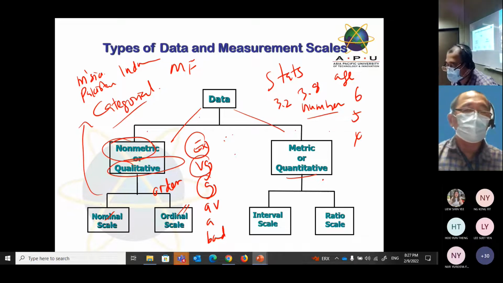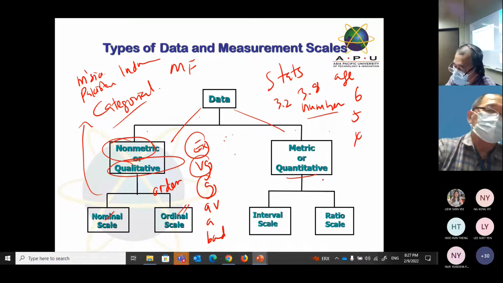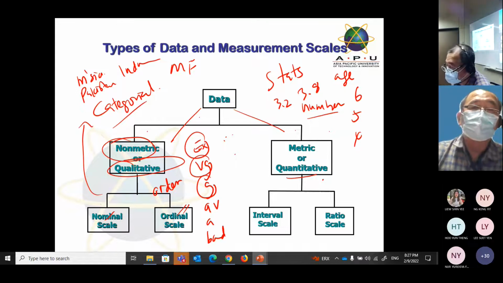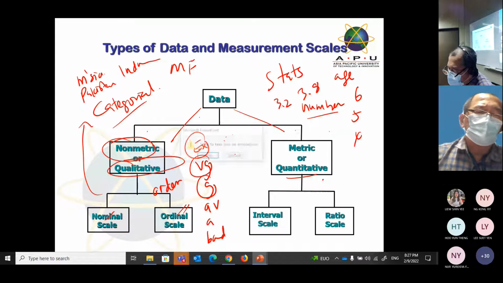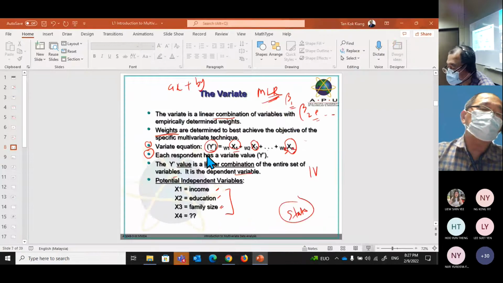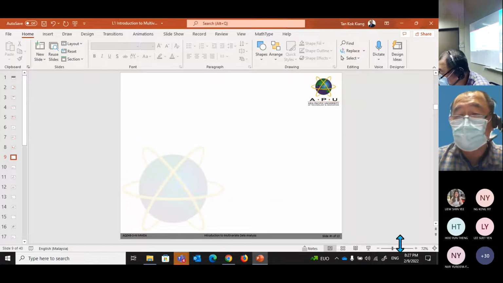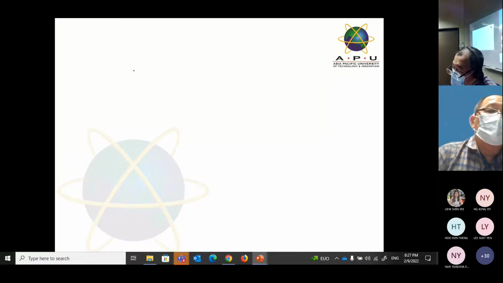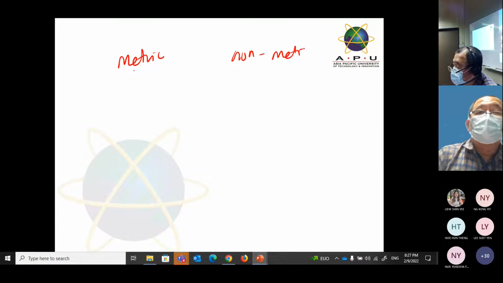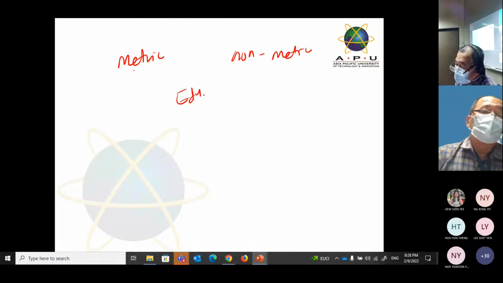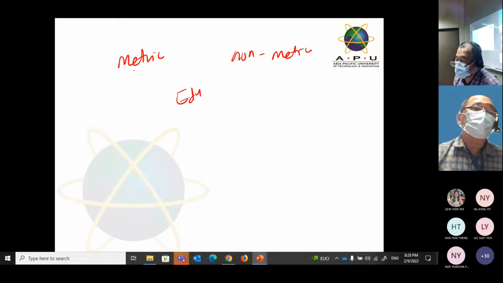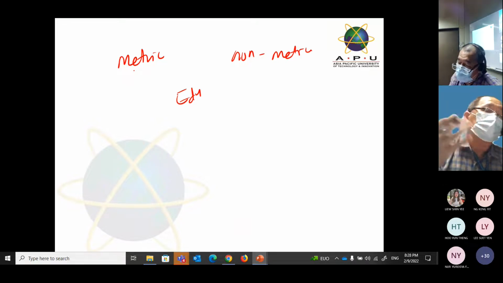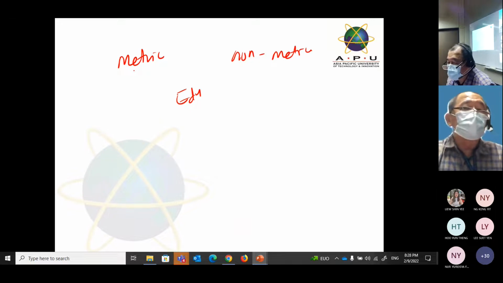Especially if you're going to collect data later, maybe in your capstone or when you do some project, you can decide. Sometimes, not always, you can decide whether you want your data to be metric or non-metric. Sometimes you can, sometimes you cannot. For example, let's say education. You can decide, which means you prepare the questionnaire for your respondent or your customer to fill in.